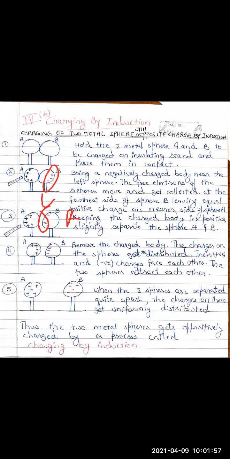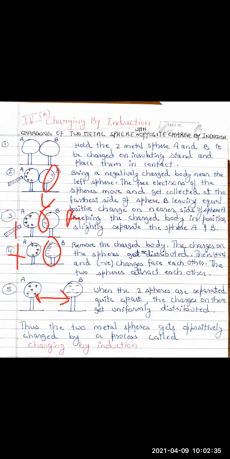Now what you are going to do? You will remove the rod. Now, as you can see, sphere A is positively charged and sphere B is negatively charged. Opposite charges, so they will attract. So the positive charge in sphere A gets collected towards the side of sphere B, and the negative charge in B gets collected towards the side of sphere A. So after separating them, now we are going to separate them further apart. We will create more distance between them. The gap will be quite large.